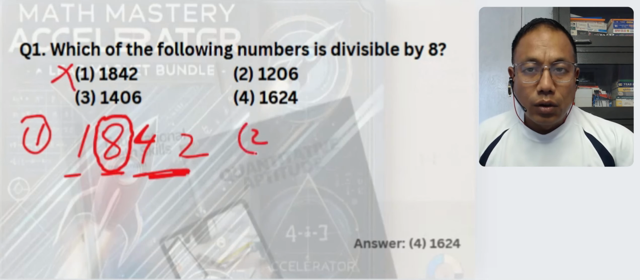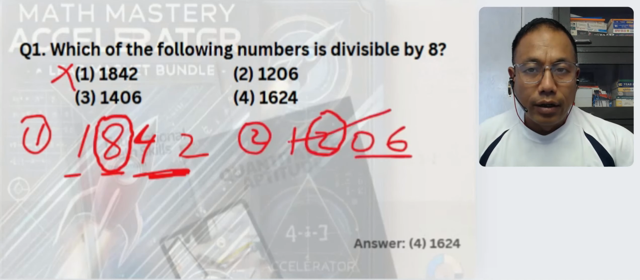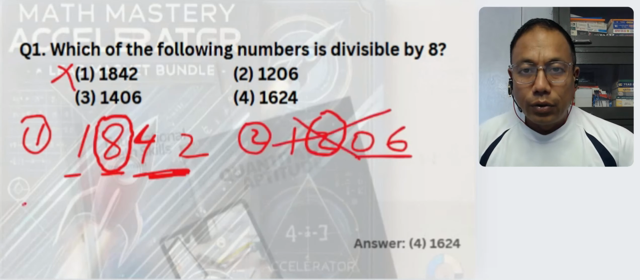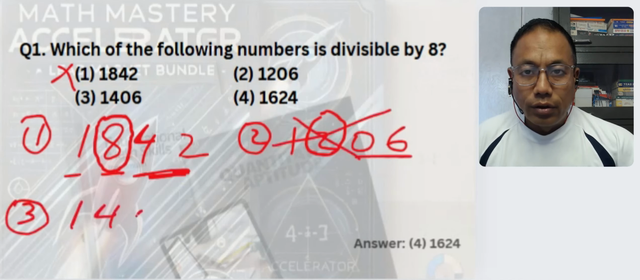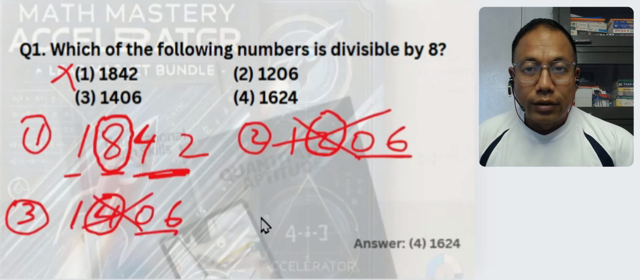Option 2, 1206. Hundreds place is even. And last two digits is not divisible by 8. This is not the right answer. Option 3, 1406. Hundreds place is even. And the last two digits here is not divisible by 8. Therefore, 3 is not the right answer.